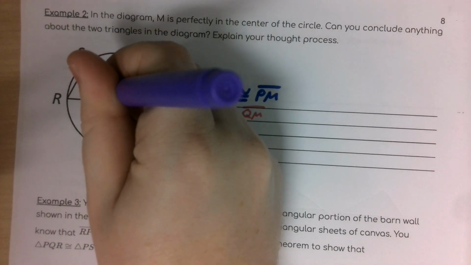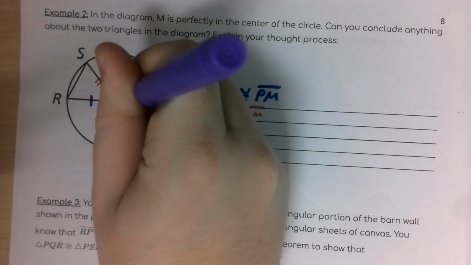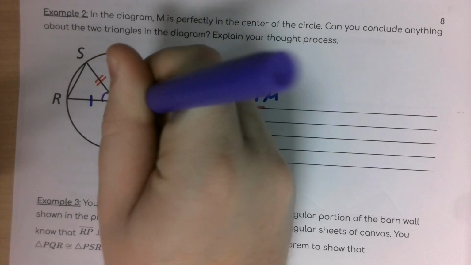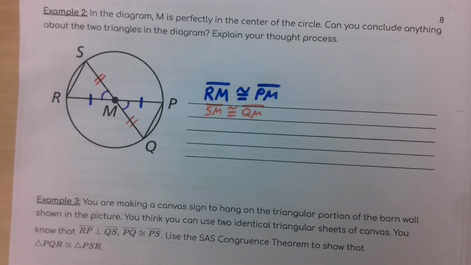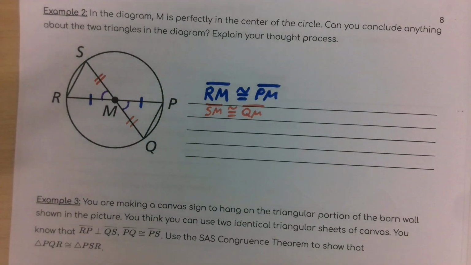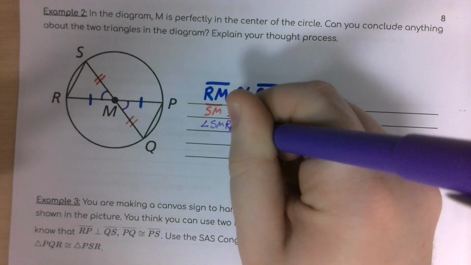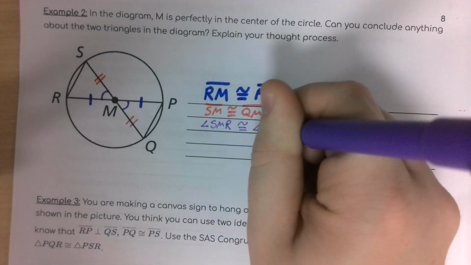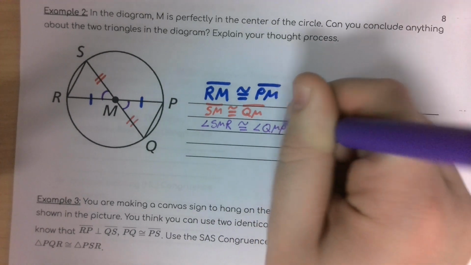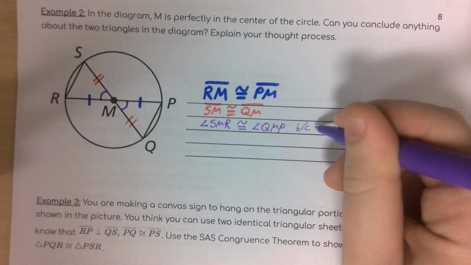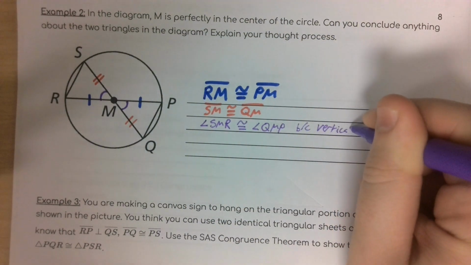Well, we need to show that this included angle is congruent to this included angle, the ones that are between the red and blue sides. But we do know that those are congruent because of vertical angles. Angle SMR is congruent to angle QMP because of vertical angles.